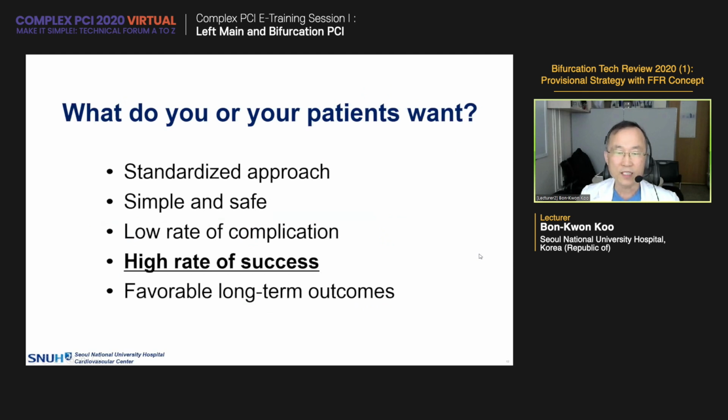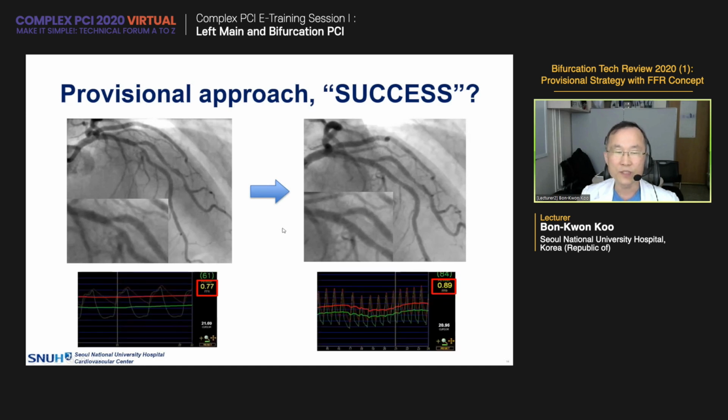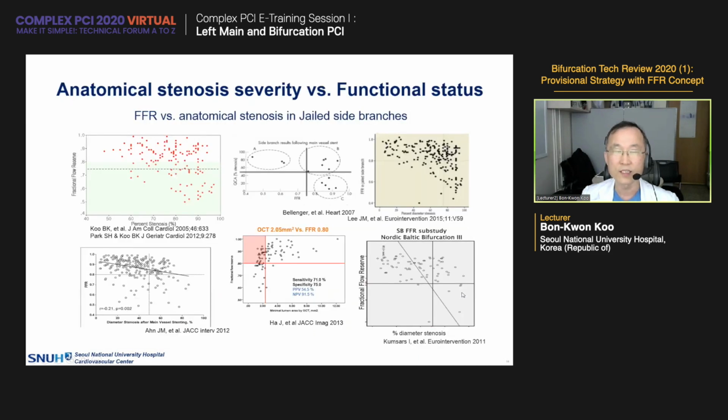Then let's think about the success rate. This is before stenting, and this is after stenting and kissing balloon inflation. According to the angiographic criteria, I should say this is failure, so we should do something. But if you see the physiologic significance of this lesion before and after, I'll be very happy with these results, and I would say success. So there can be a different definition for success and failure, whether you choose anatomical stenosis severity versus functional status.